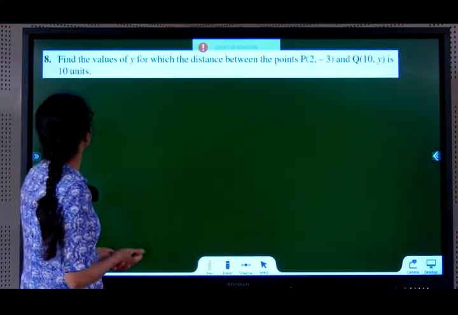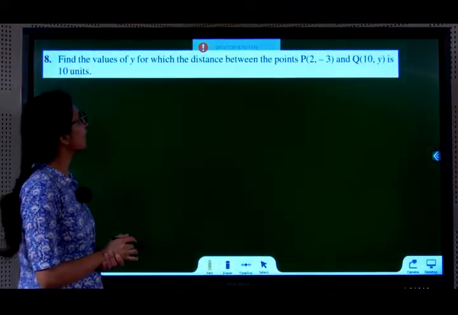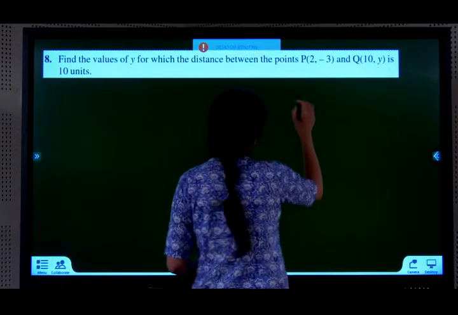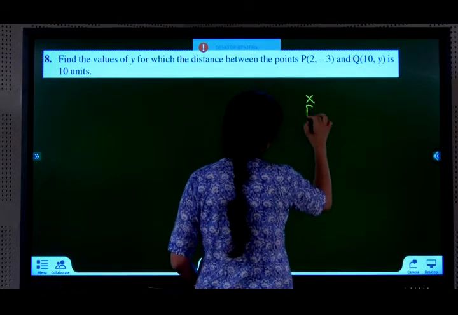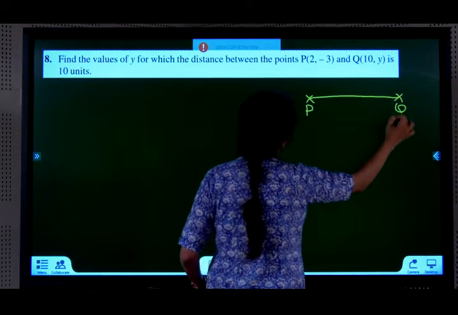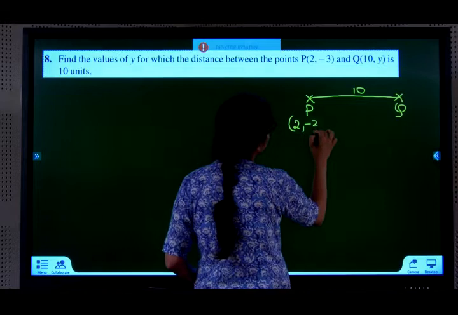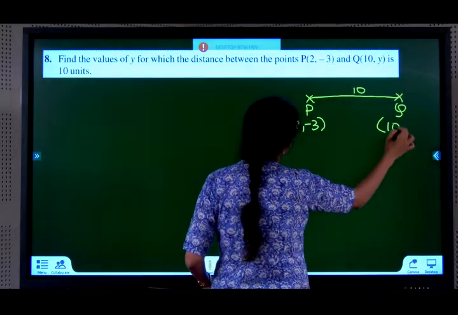Question 8. Find the values of y for which the distance between P and Q is 10. So they have given there's a point P here and there's a point Q here. The distance between them is 10. Point P is (2, minus 3) and point Q is (10, y).